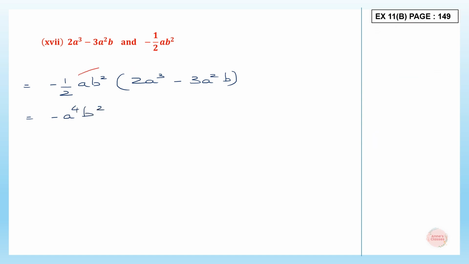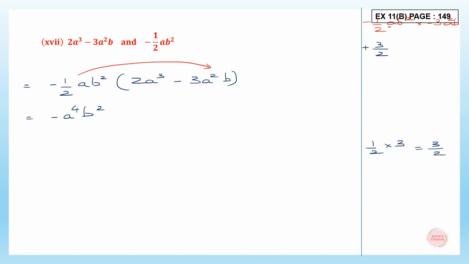Now we're going to multiply this with the second term. So that is minus 1 by 2ab square into minus 3a square b. Now let's be very careful with this. So let's first multiply the signs. Minus into minus is plus. Now we're going to multiply the numbers, 1 by 2 into 3. There's nothing to cancel, so we multiply the numerator. So it becomes 3 by 2.